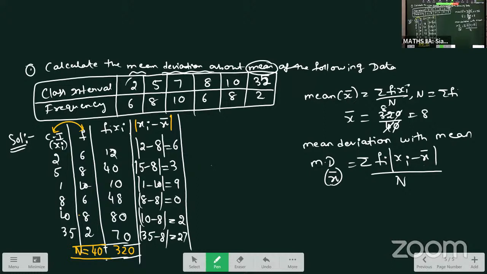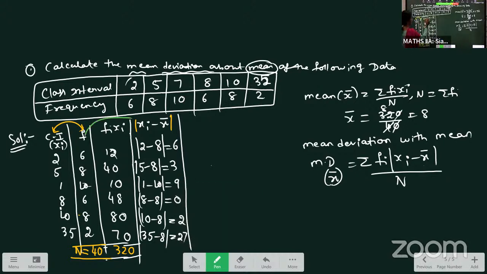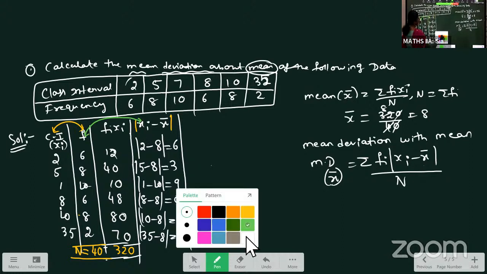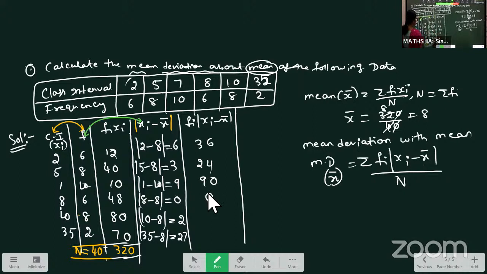Now, after finding this, next what do we want? Fi into Xi minus X bar. Now we have to multiply these two columns. So here what do we get? This column is Fi mod Xi minus X bar. Go on multiplying. 6 into 6, 36. 8 into 3, 24. 10 into 9, 90. 6 into 0, 0. 8 into 2, 16. 2 into 27, 54.